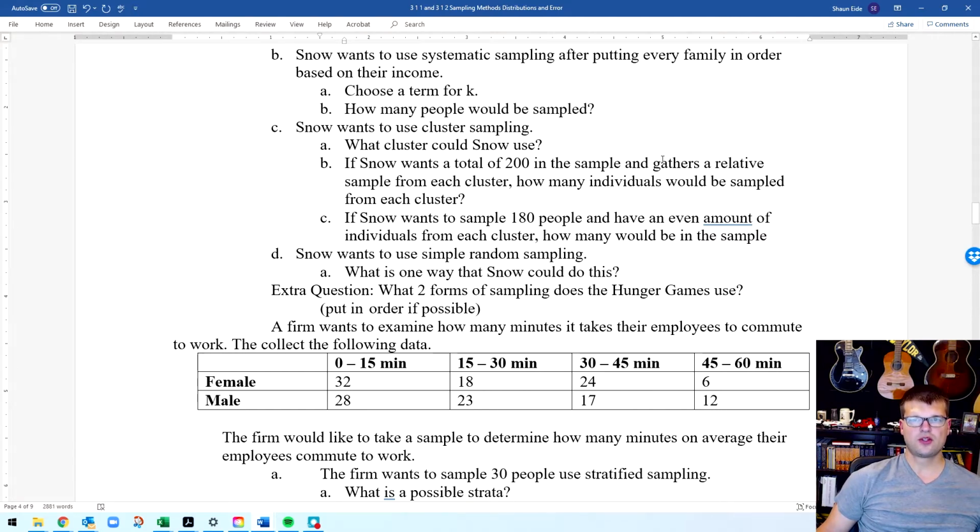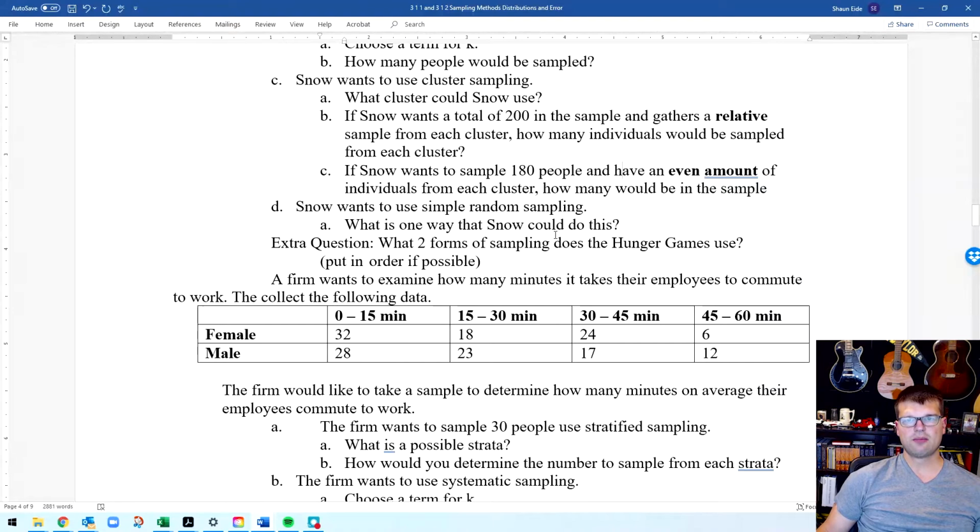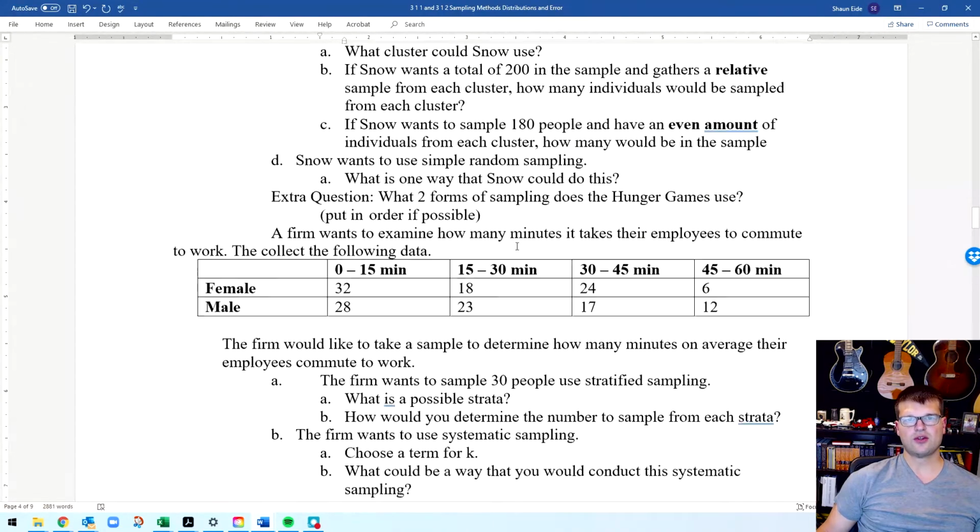Yeah. So this one right here is 200, but it's relative. This right here, this is really important, relative to the amount in each cluster already. Then this one right here is an even amount. Okay, so that's really important. Snow wants to use simple random sampling. What's one way that you could do it?